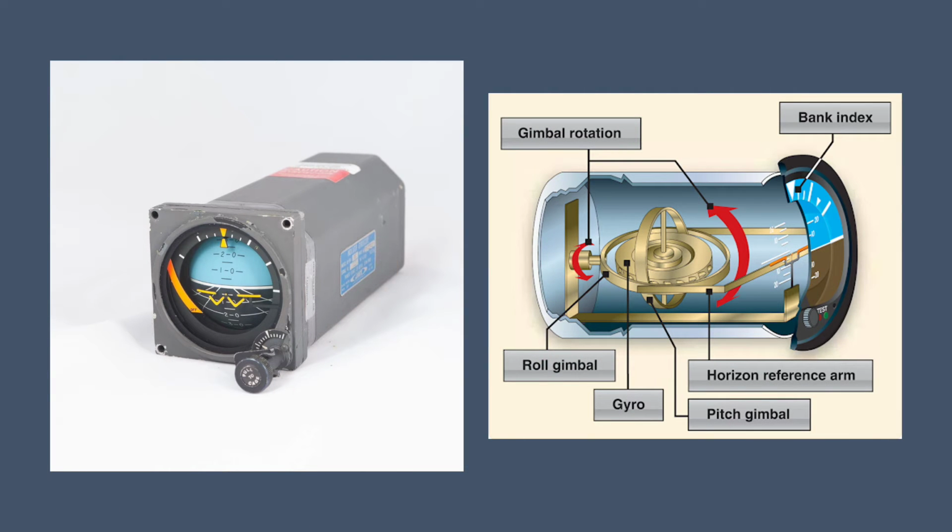The artificial horizon uses these properties of a mounted gyroscope to move an instrument that looks like the earth below and the sky above. Here, we see an attitude indicator in its case and a picture of the primary parts.